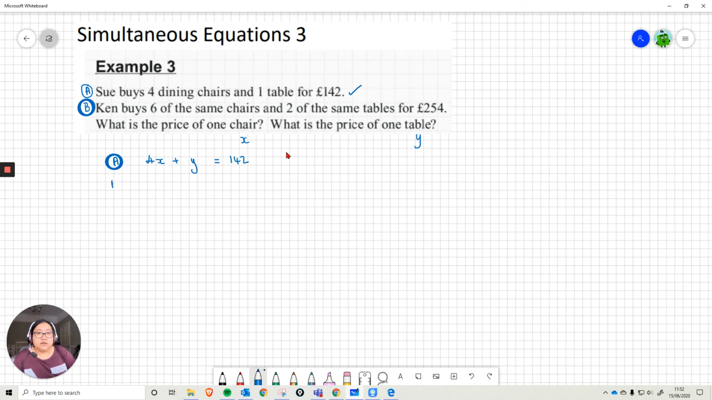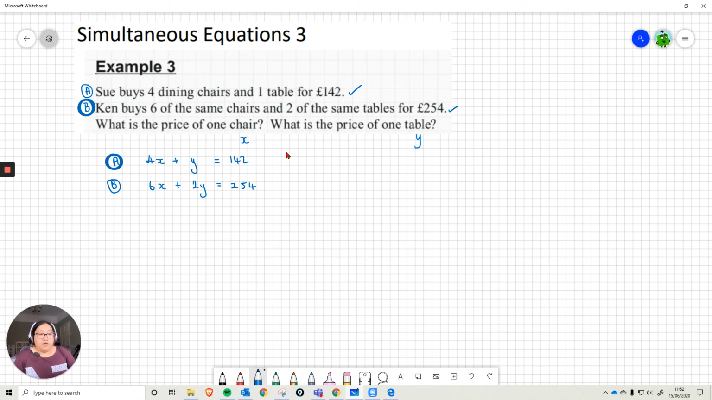Then we're going to look at the second sentence about Ken. This time he buys 6 of the same chairs, so 6X, and 2 tables, so 2Y, and its total cost is £254. And that's the second sentence done. The way the word problem is structured is to lead you to write those two equations. First sentence, first equation, second sentence, second equation. So use the structure of the question to aid you with forming those equations.